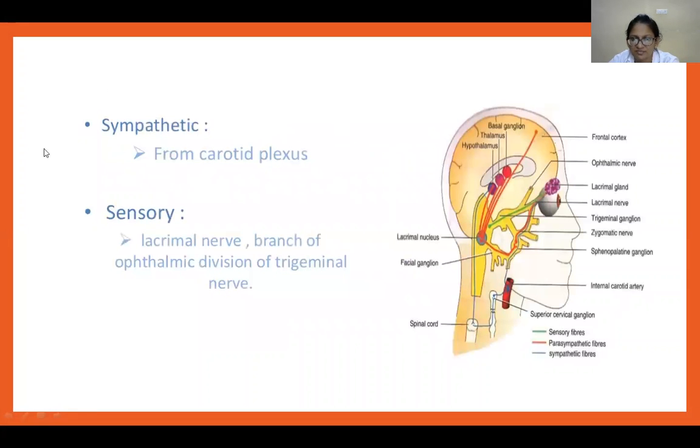The sympathetic supply is by the carotid plexus. The sensory supply is by the lacrimal nerve, which is a branch of the ophthalmic division of the trigeminal nerve.